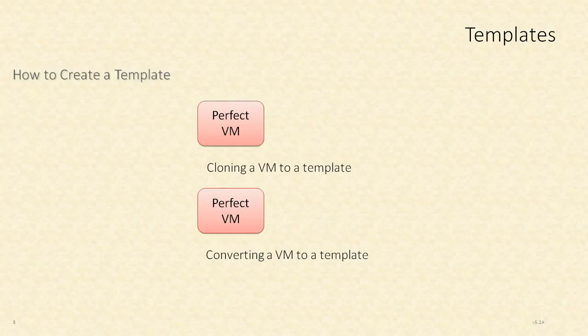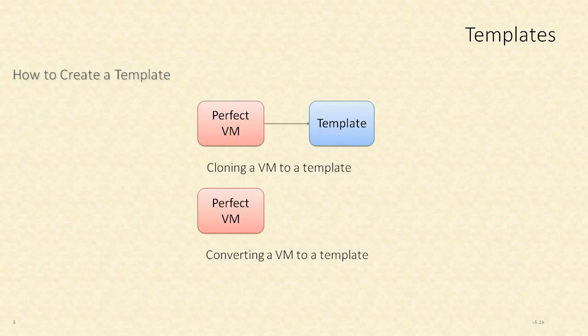And once we've done that, we have two options shown here that we can use to create a template based on that virtual machine. If we choose to clone this virtual machine to a template, a complete copy of that virtual machine is going to be created and it's going to be marked as a template. And the original VM will remain intact. So we're not going to dispose of that original VM once the template's created.